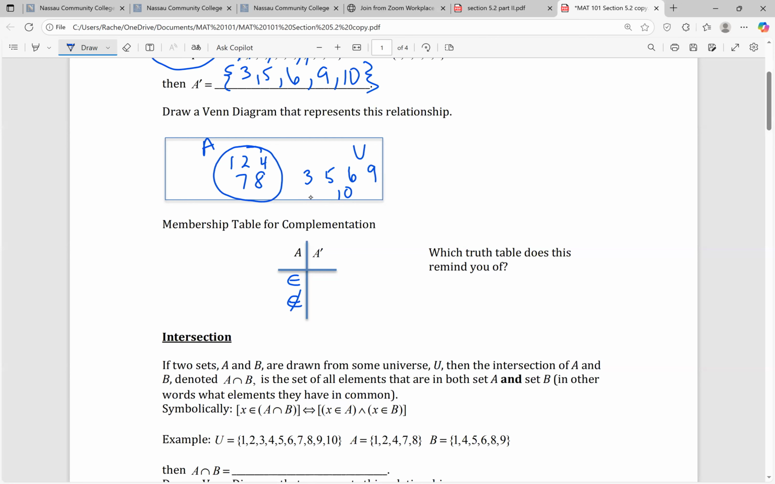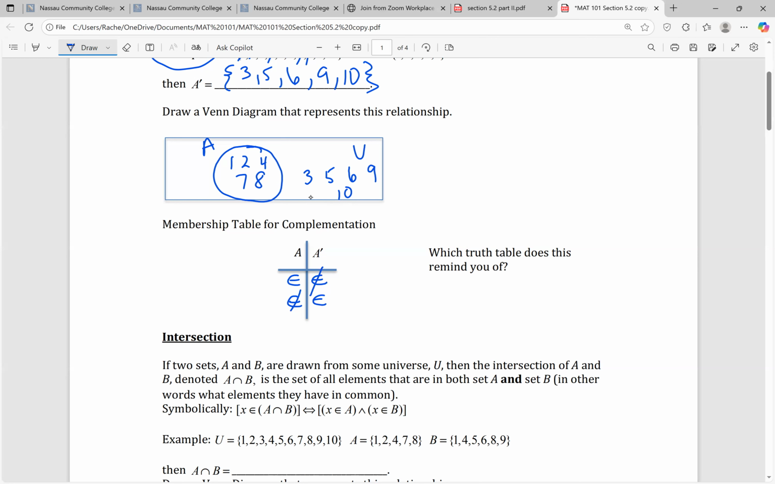I'm sorry, this is just glitching a little bit. It's going a little slow. So if we have a complement in the next column, then if something's an element of A, then it's not going to be an element of A complement, or A prime. And if something's not an element of A, then it will be an element of A prime or A complement.